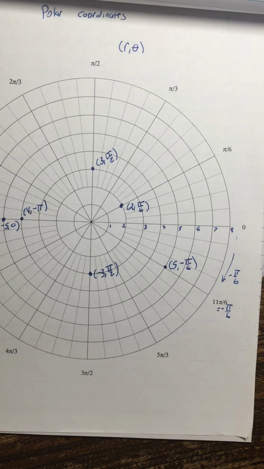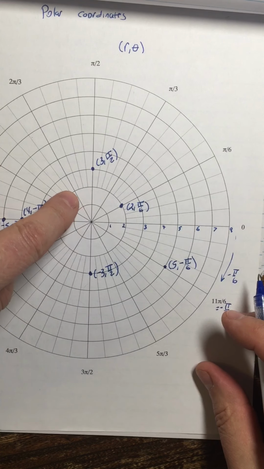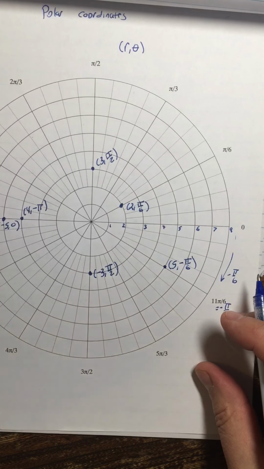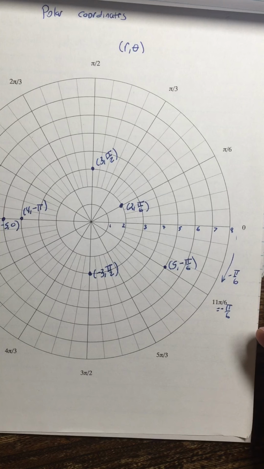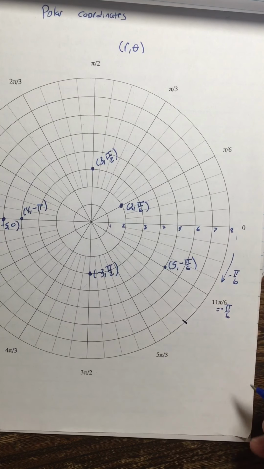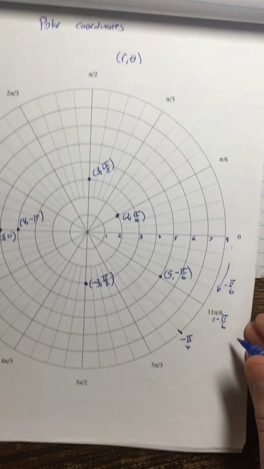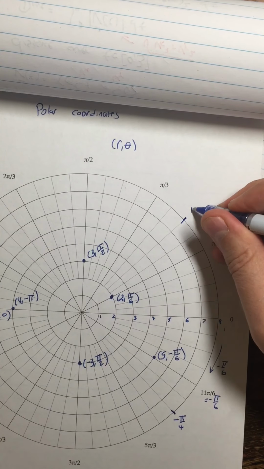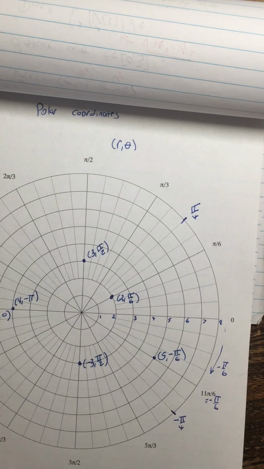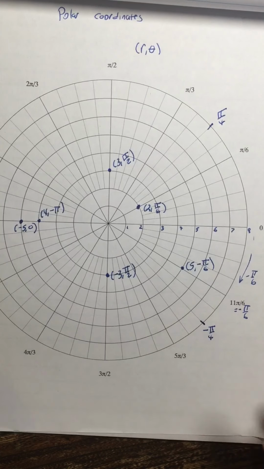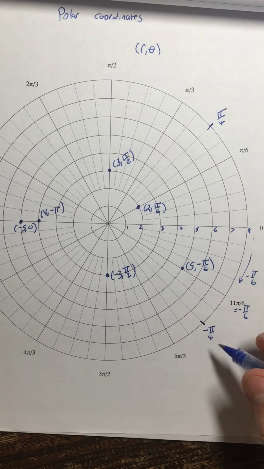Let's say we had, what does this go up to? 1, 2, 3, 4, 5, 6, 7, 8. Okay, so let's say I have (-8, -pi over 4). Well, look what they did on here. They didn't put the pi over 4s. Fortunately, they're right there. So here's negative pi over 4, and here's positive pi over 4, exactly between pi over 3 and pi over 6. So I want (-8, -pi over 4).